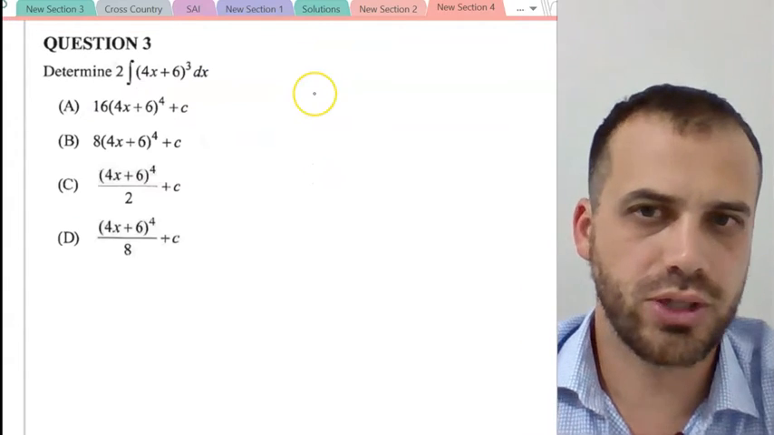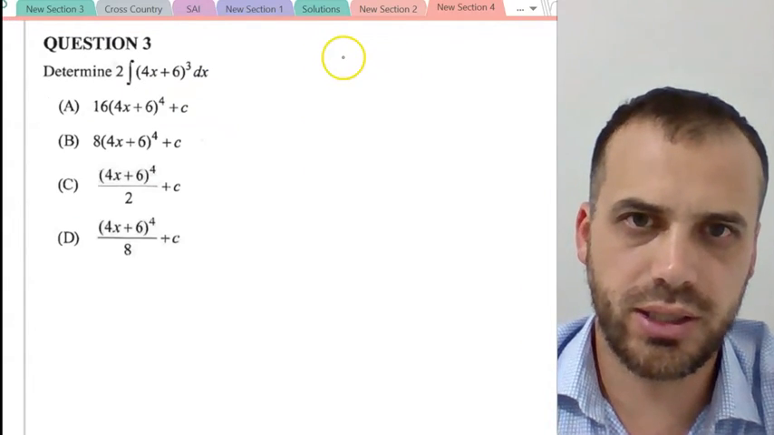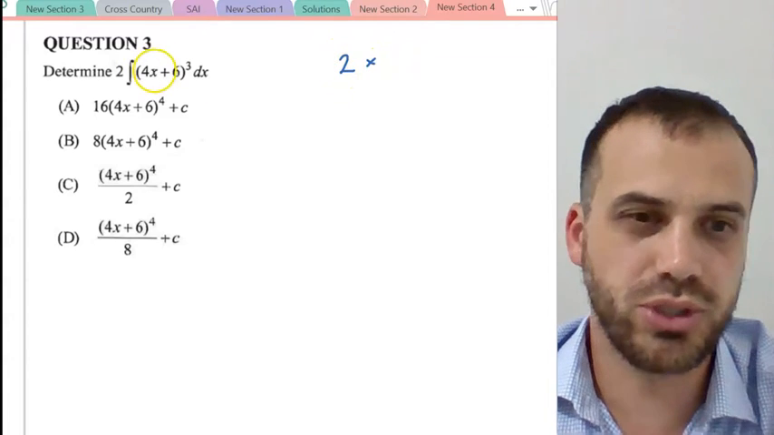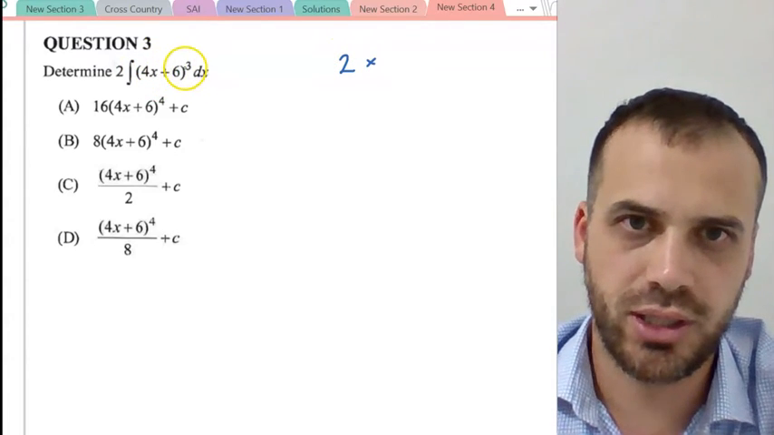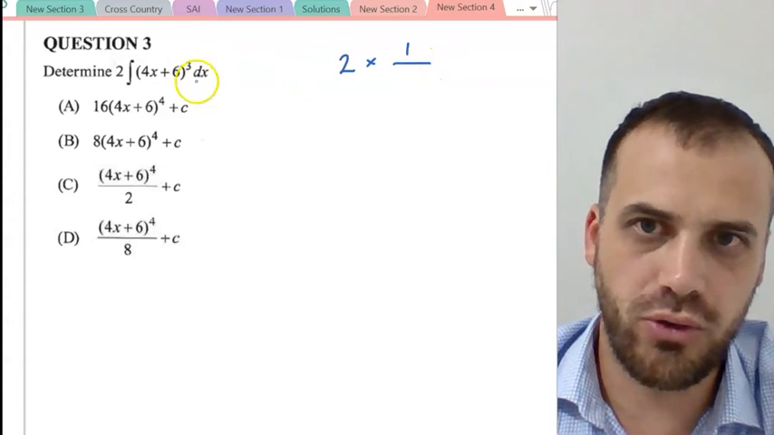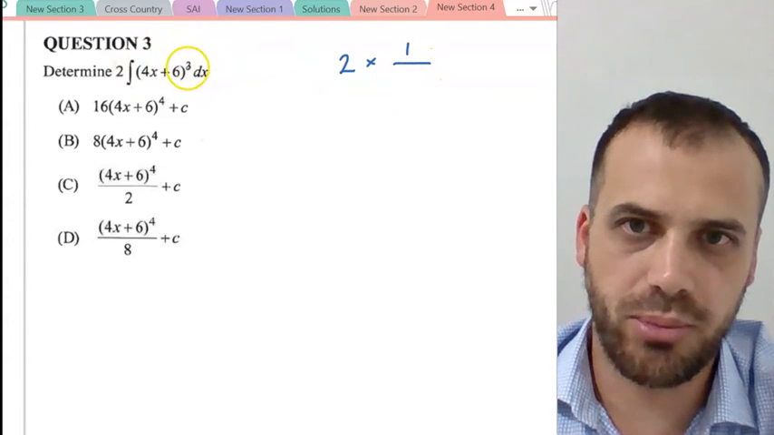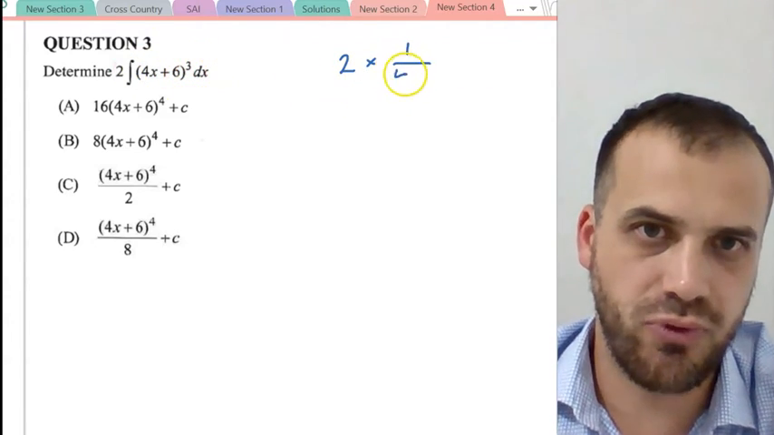Let's move on. So another integral here. It's going to be 2 times, and we're just going to do the integral in a single shot here. So it's going to be 1 over, increase the power by 1, so the 3 becomes a 4.